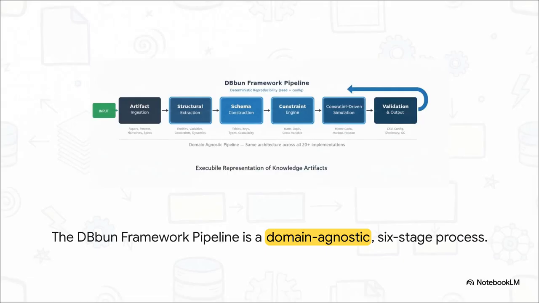Now, this isn't some custom, one-off hack they built for just one patent. This is a repeatable pipeline. And the key here is that it's domain agnostic, which is just a fancy way of saying the same six-stage process works whether you're analyzing aerospace plans or simulating biological signals.